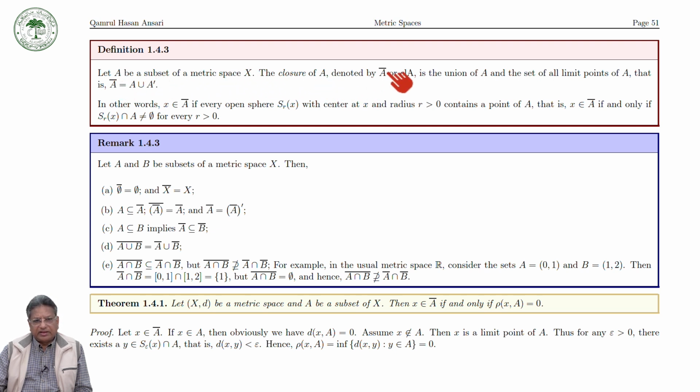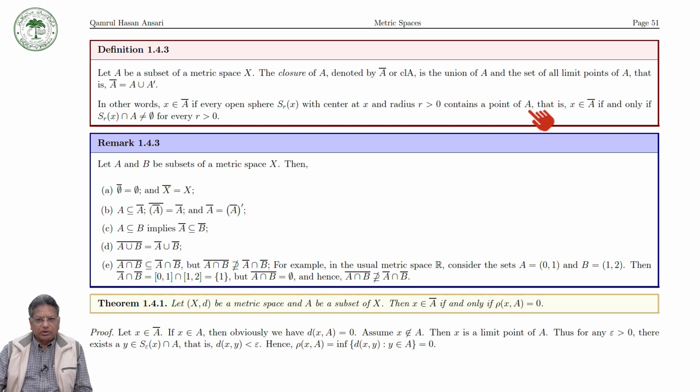The closure of A is denoted by A with an overline, or by cl A. The closure of A is the union of A and the set of all limit points of A. That is, the closure of A is equal to A union the derived set. In other words, an element x is in the closure of A if every open sphere S_r(x) with center at x and radius r contains a point of A.